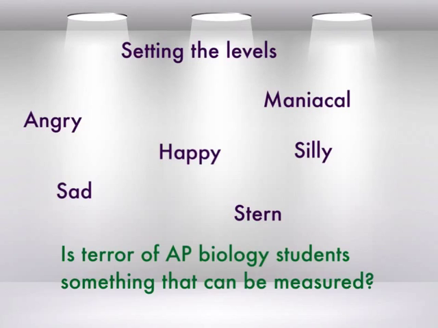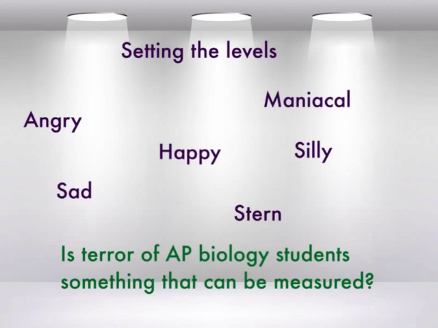Once you've identified your hypothesis, you've made a prediction about what you think is going to happen. What a scientist does is they identify what we call the levels of treatment. So in other words, I'm not just going to use a scary voice when I try and scare you. I'm going to use several different voices. I'm going to use an angry voice. I'm going to use a sad voice. I'm going to use a happy voice, a stern voice, a maniacal voice, and a silly voice. I'm going to try all those different types of voices for my experiment to see which one scares you the most.